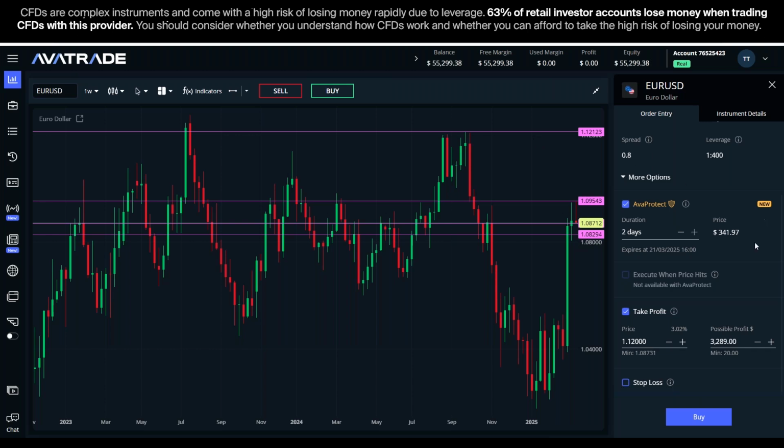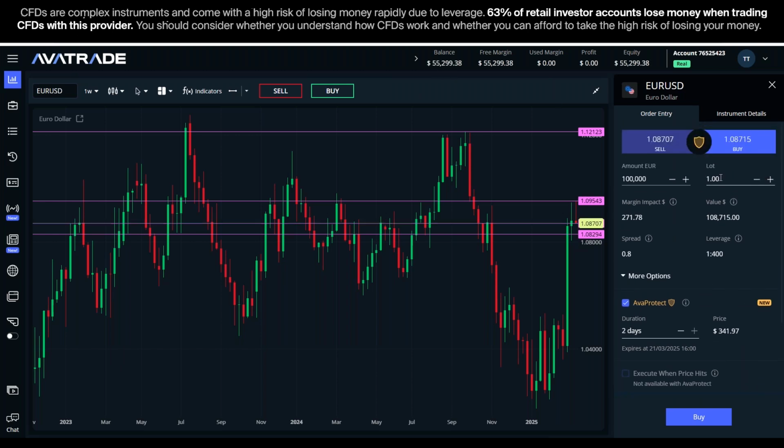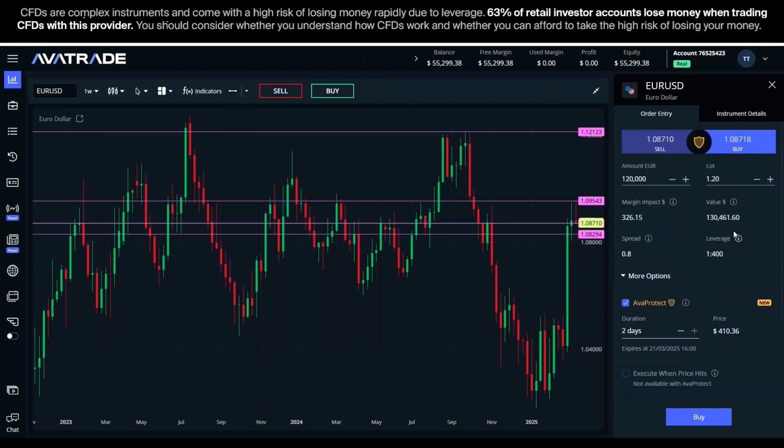Okay, 2 days protection. Maybe I'm willing to pay a cost of 1% of my balance for the protection, in which case that would be like 550, 552. So I can take a larger trade then. So now I'm risk managing here. If I do 1.2 lots, the protection costs 410.